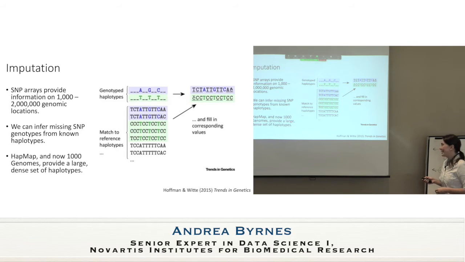So HapMap, and now 1000 Genomes, provide large, dense sets of haplotypes because we have sequencing data on all of those people. Say we have these SNPs genotyped in a region. This is just a cartoon. And we have these known haplotypes where maybe there's a really polymorphic SNP right here, but everything else is more or less similar. Then we can fill in the bases, assuming that this person has the blue haplotype and this person has the green haplotype. This is intuitively how imputation works. And you can imagine that this gets much more sophisticated and accurate as you get more haplotypes to draw from and as your markers get closer together.